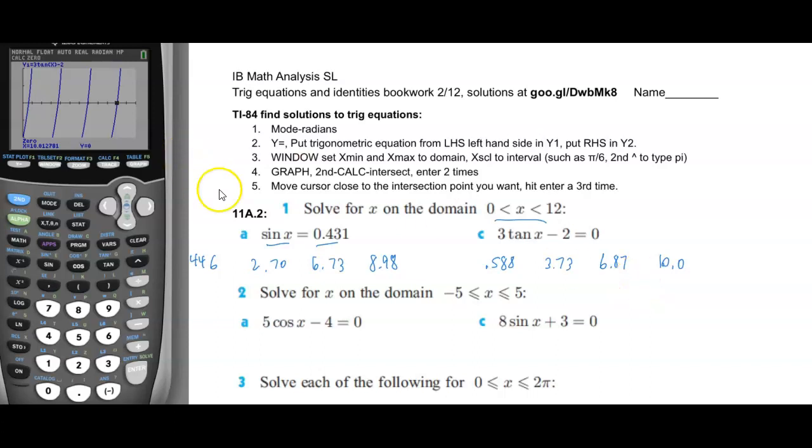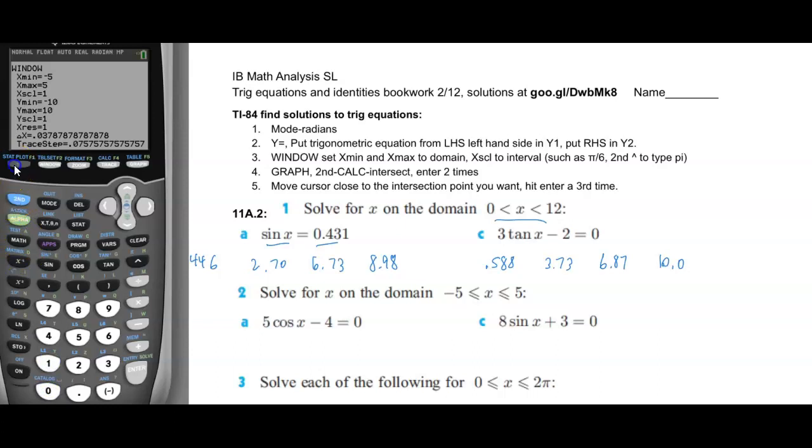Okay, and next one, solve for x on the domain -5 to 5. So here I'm going to have to change my window to be -5 to 5. So for x, remember, make sure you use this negative sign here. I'm going to change it to -5 to 5. And then I'm going to change my function that I'm graphing to 5 cosine x minus 4. And actually, maybe I'm going to need to also change my y min, y max, because it's very small. Let me put -10 to 10. Then for sure, it's going to be fine.